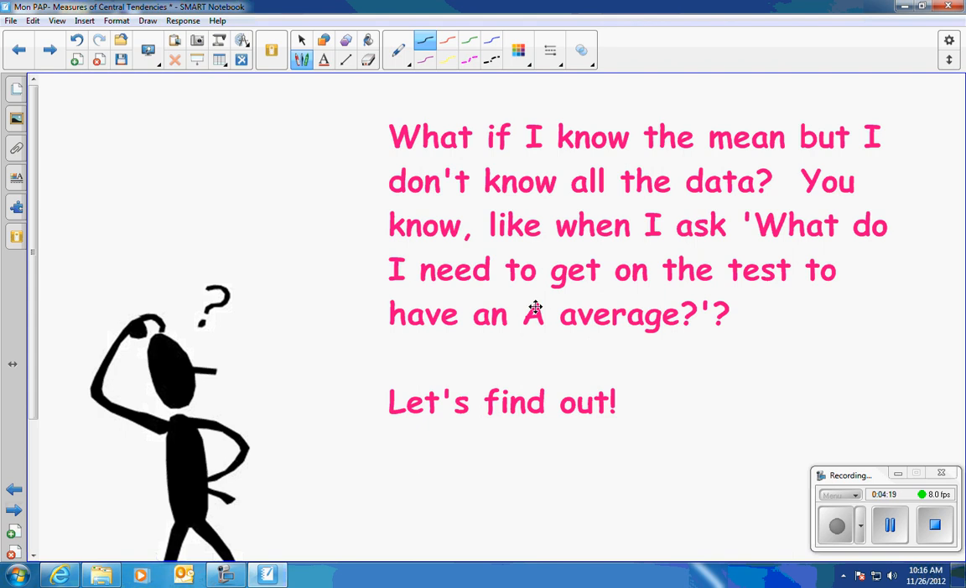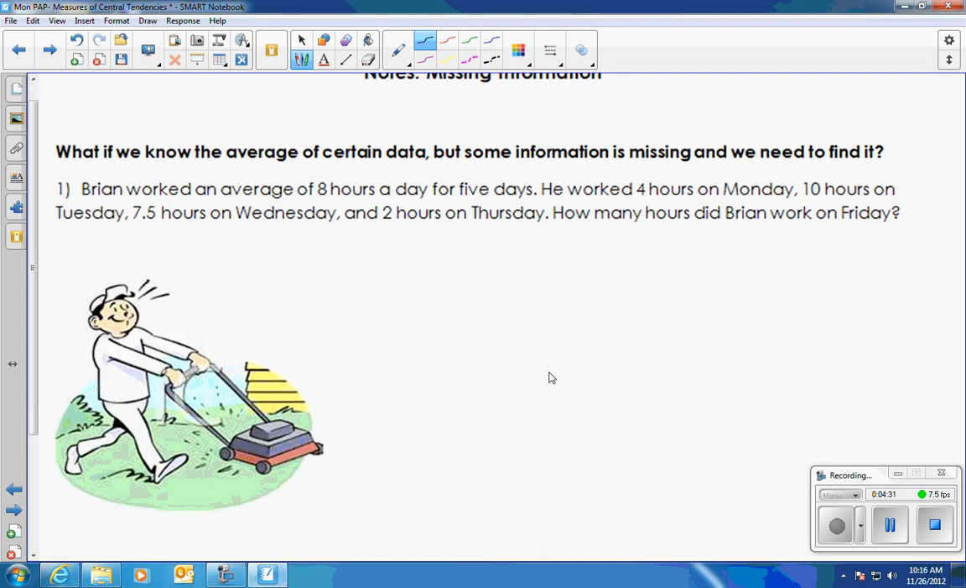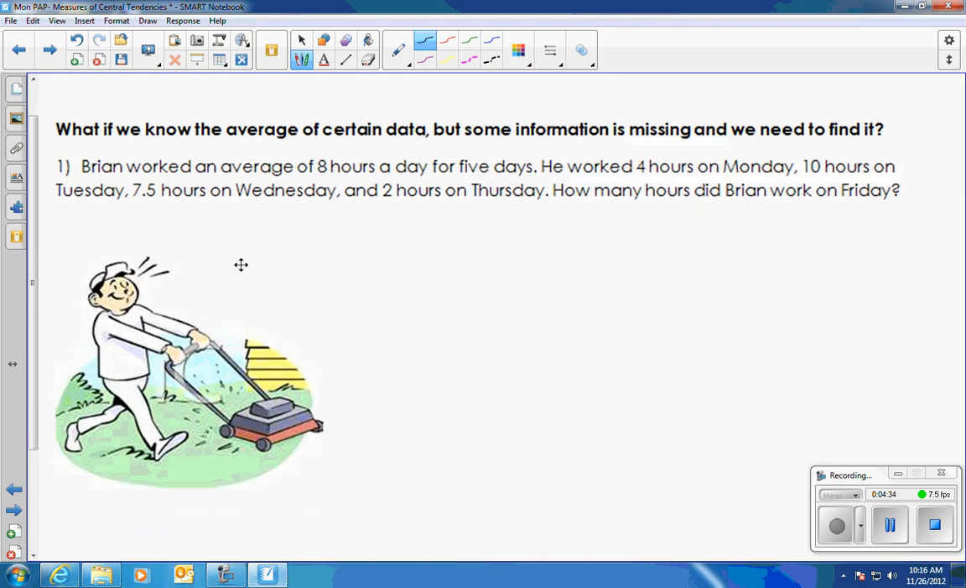So the next thing we're going to look at is working backwards. What if you know the mean or the average, but you don't know all the data? So what do I need to get on the test to make an A average would be an example of this. So if you look at the next part of your packet, which is these notes, we've got a few example problems. It says Brian worked an average of 8 hours a day for 5 days.